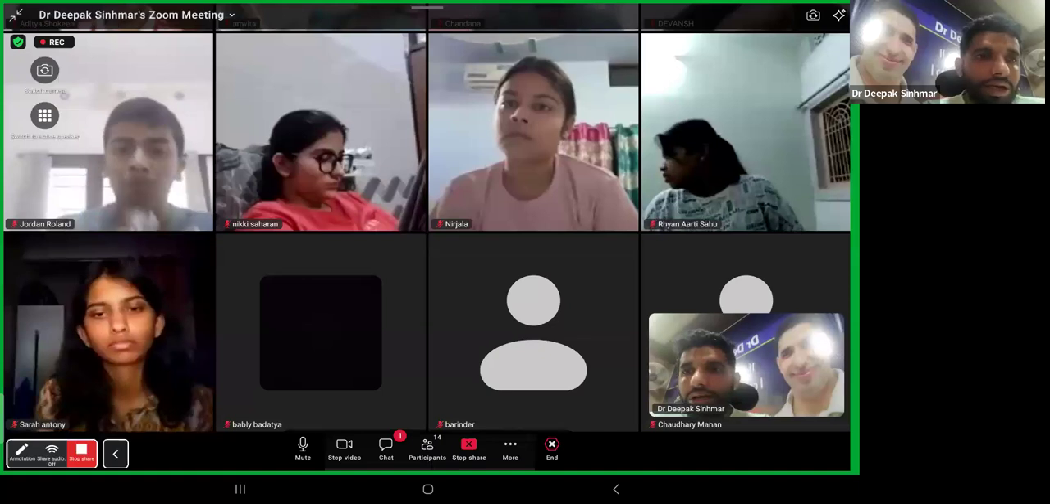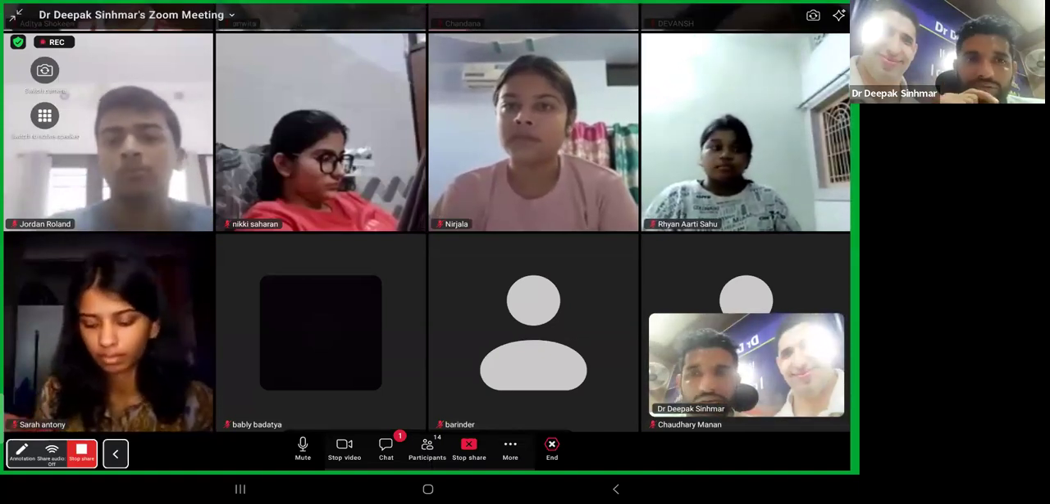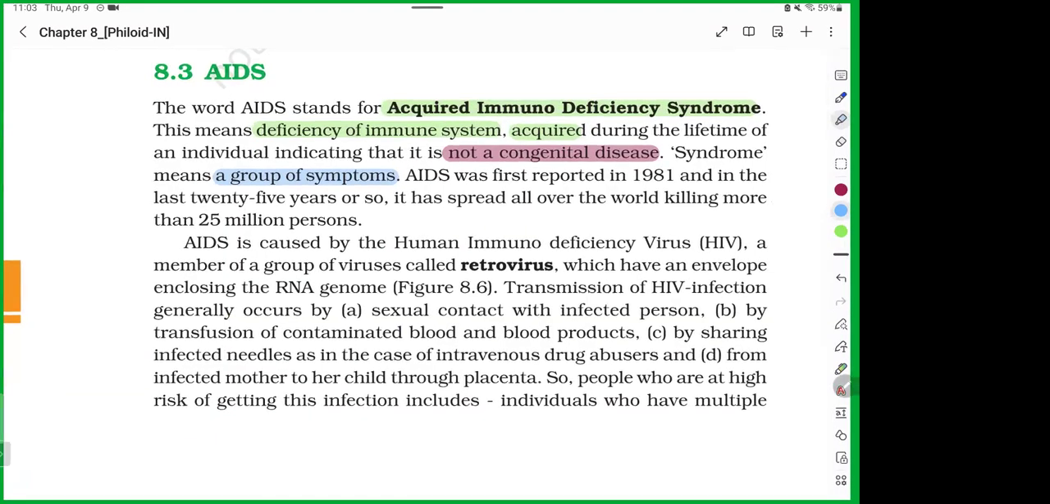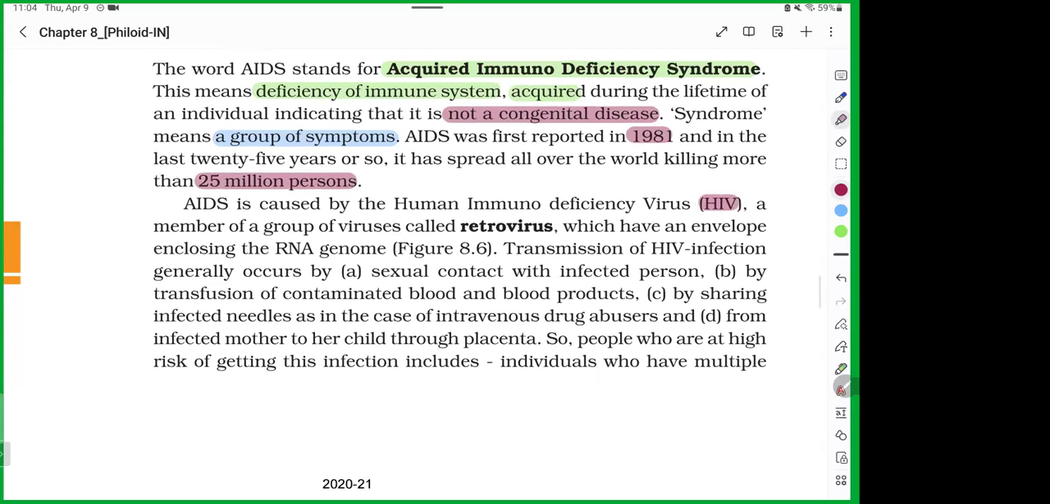AIDS will be quick. It's 11:03. Before 11:15, I will finish everything. Acquired immunodeficiency syndrome: we acquire it in life, not by birth. We have a group of symptoms, that's why syndrome. The first case was reported in 1981. Important: in the last 25 years, it has killed almost 2 crore, 2.5 crore people. Correct? Caused by this virus, HIV.